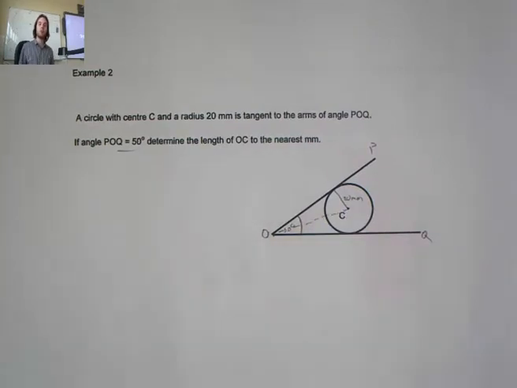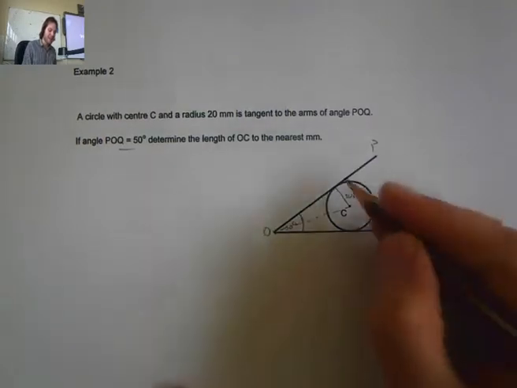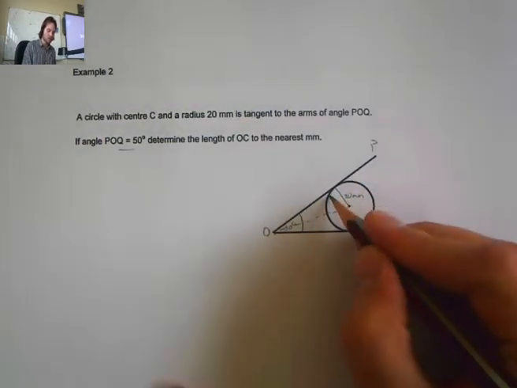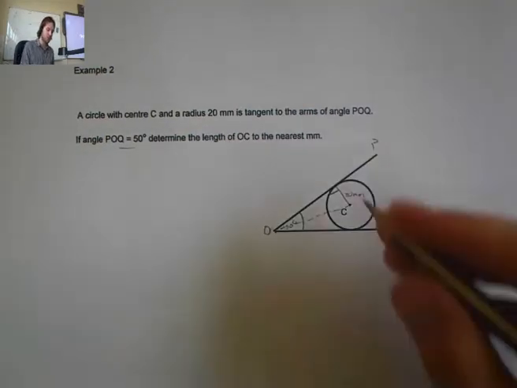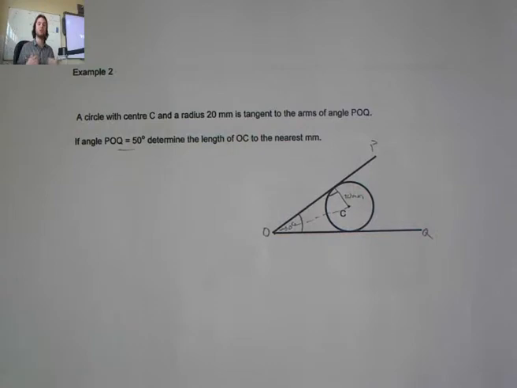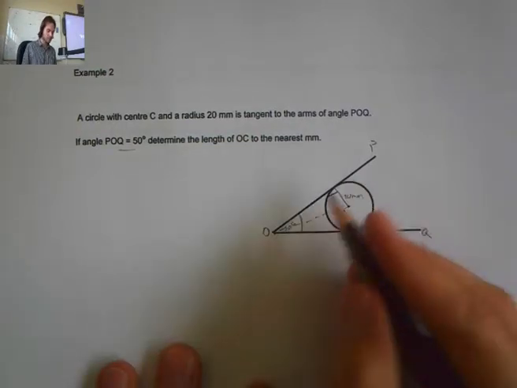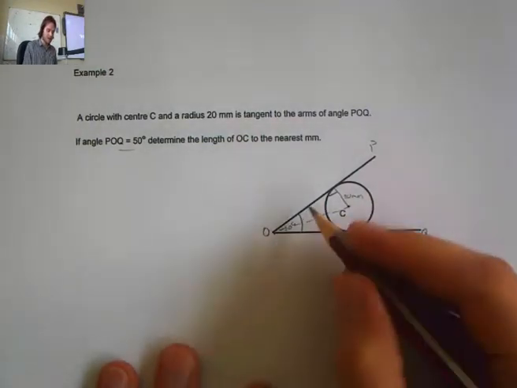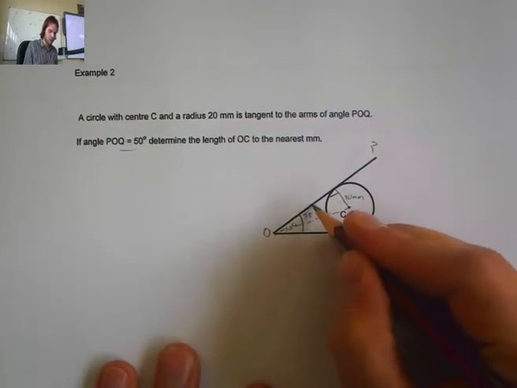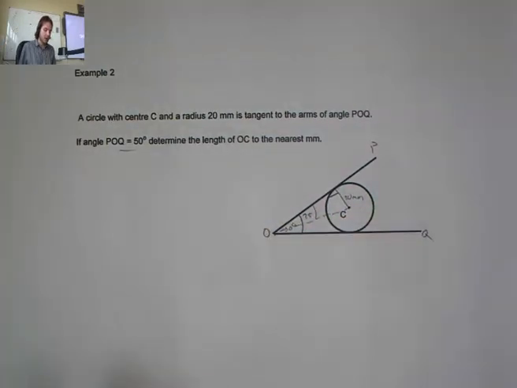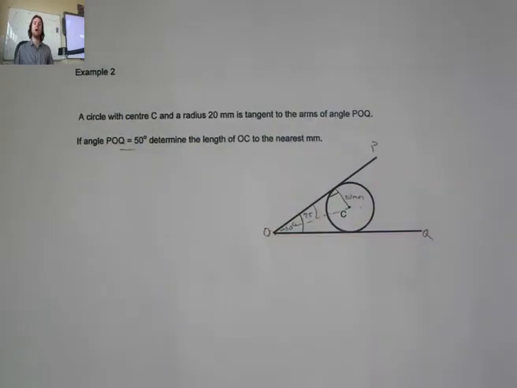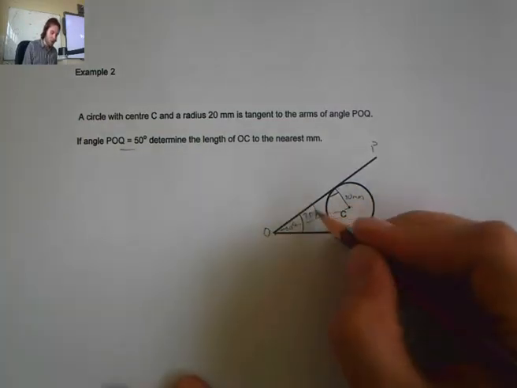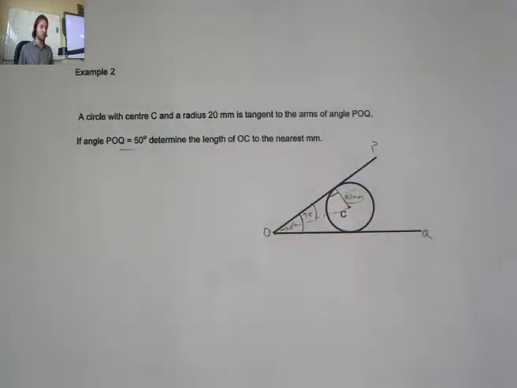Okay? Now, if you remember, way back in grade 9, a tangent is always 90 degrees or perpendicular to the radius. Okay, so the radius at the point of tangency is always going to be 90 degrees. Now this here is going to divide this angle in half, so this is really only 25 degrees from there to there. And I know this is 20. We want to find OC, which is my hypotenuse. Now from angle 25, I know my opposite, which is 20 millimeters.